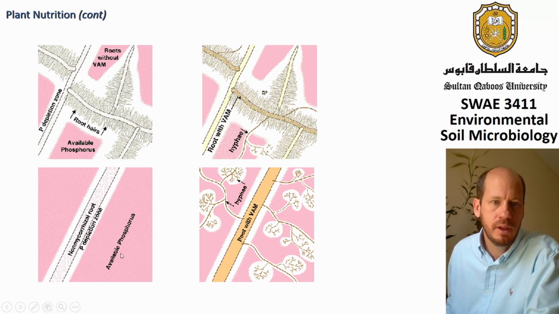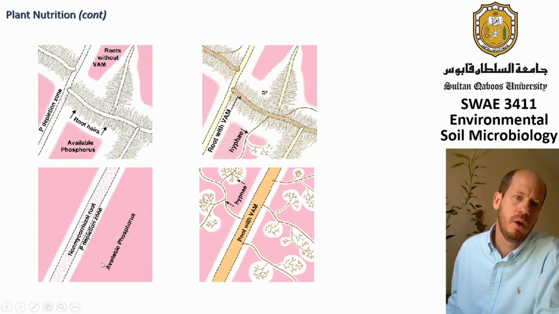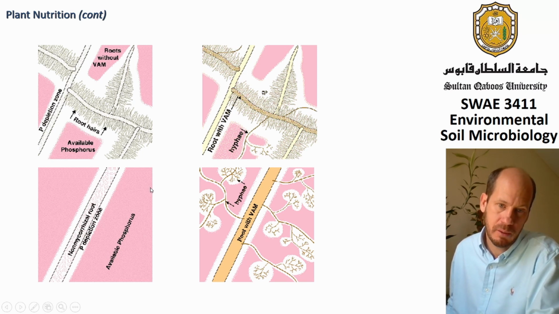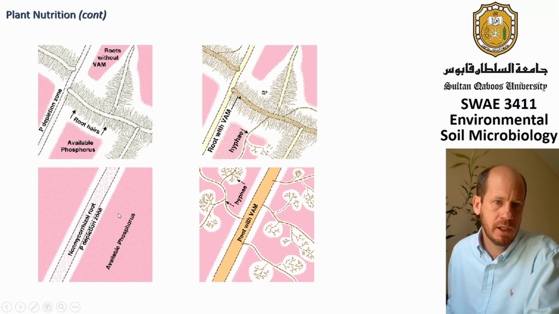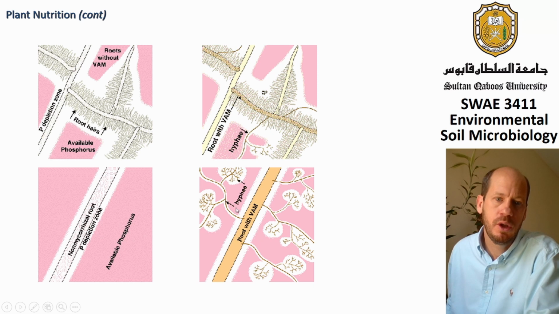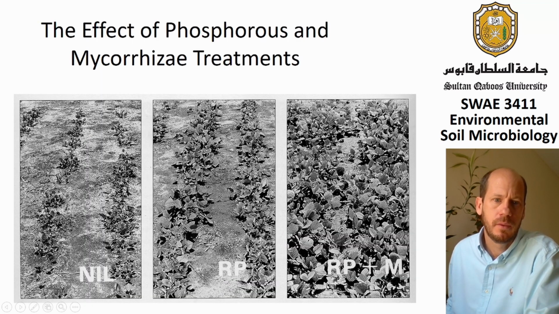Also, these diagrams are showing the exploration volume of the soil. When you only have root hairs, you only have this possibility of exploration, this immediate area beside the roots. But when you have the hyphae of mycorrhizae, then you can explore a much larger volume of the soil.